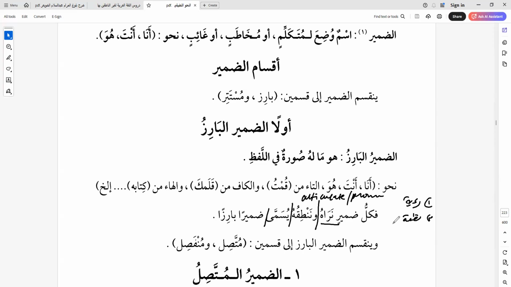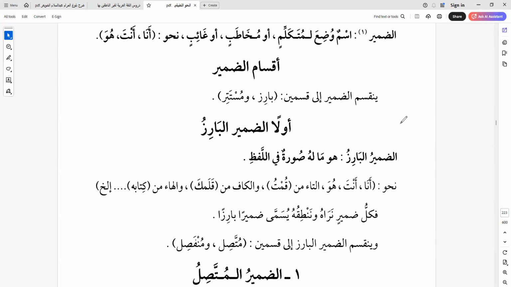We can articulate it. So if you can see a ضمير and then you can pronounce it, then we call it ضمير بارز. Because if the ضمير is مستتر, you don't see it and you cannot pronounce it.